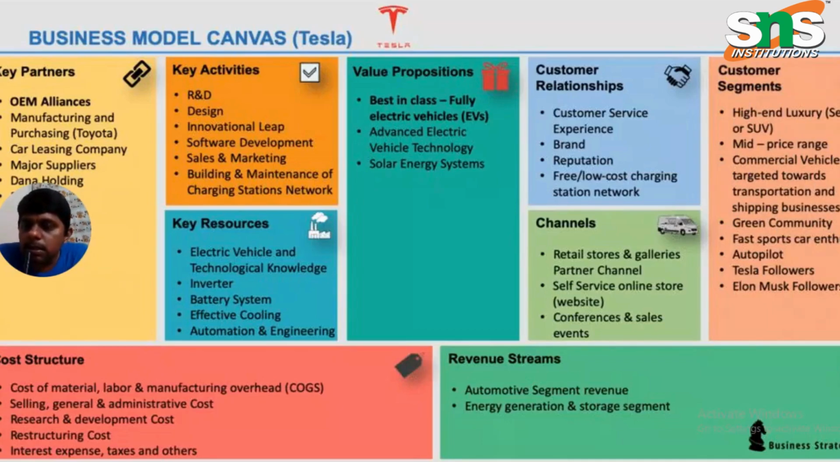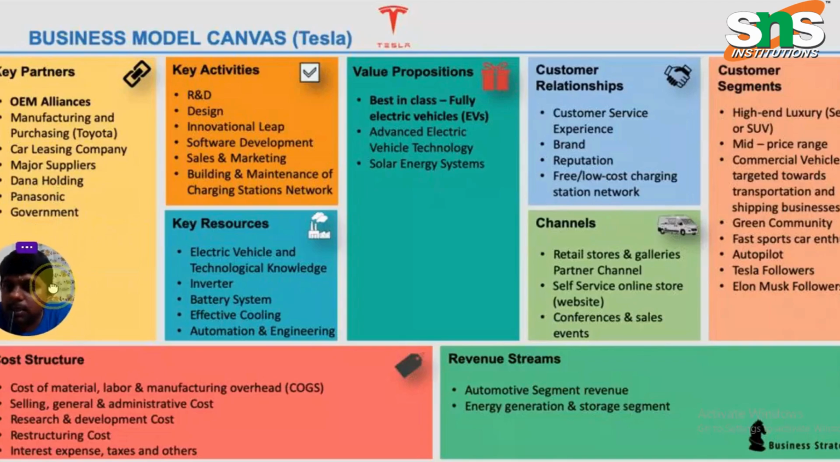In other words, who are their major key partners, what key activities are involved in Tesla manufacturing, what key resources are used in Tesla, and what are the value propositions, customer relationships, customer segments, channels, cost structure, and revenue streams. Based upon that, we can give a detailed description of the business model canvas.